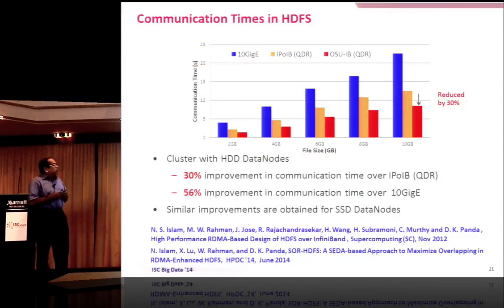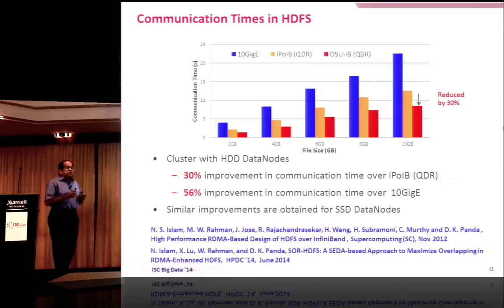This shows some sample performance numbers. Let's focus on just the communication time, as the data is being replicated over the network. What we are trying to show here is that on the same cluster, we have 10 gig, that is the blue line.